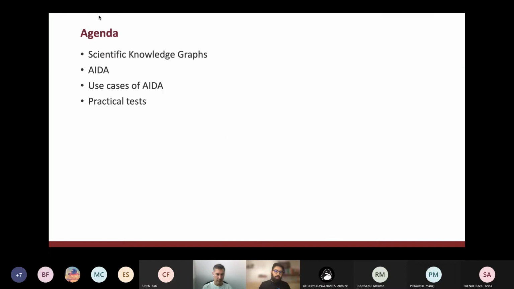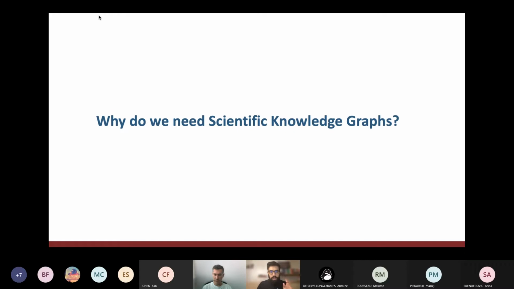What's in today's agenda? So, as I mentioned at the beginning, we will be talking about scientific knowledge graphs under several perspectives. Again, why we need them, what they are, and how we can use them. And then I will talk about AIDA, which is a specific use case. It's a specific scientific knowledge graph that I've been building with my team. I will show what we can do with AIDA, what is the potential that this knowledge graph opens up, and some practical tests.